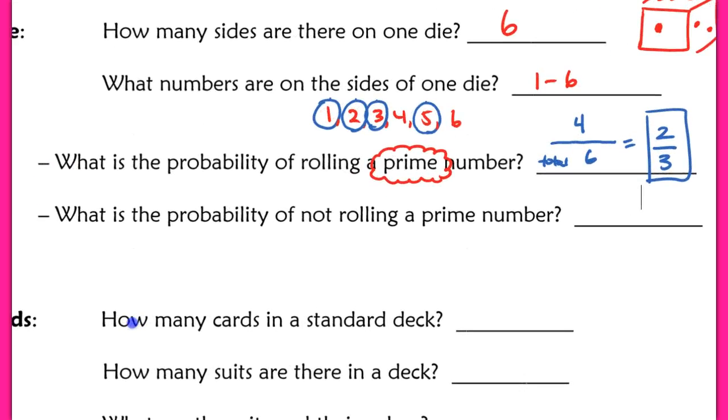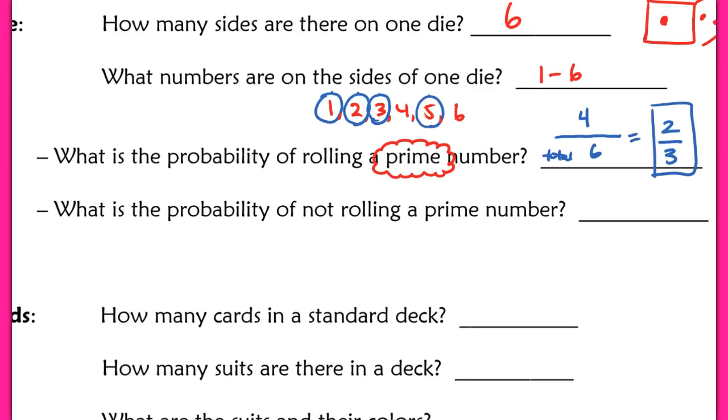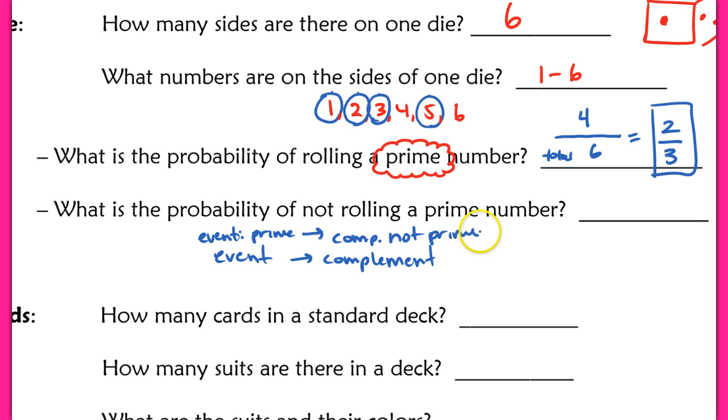Now the next question says, what is the probability of not rolling a prime number? So this is the example of seeing an event and that event's complement. So the event of rolling a prime, so my event would be a prime number. The complement of that would be rolling something that is not prime. And in this case, remember there are only 2 options for not rolling a prime, and that was 4 or 6. So that's 2 out of 6, which is going to simplify to 1/3.